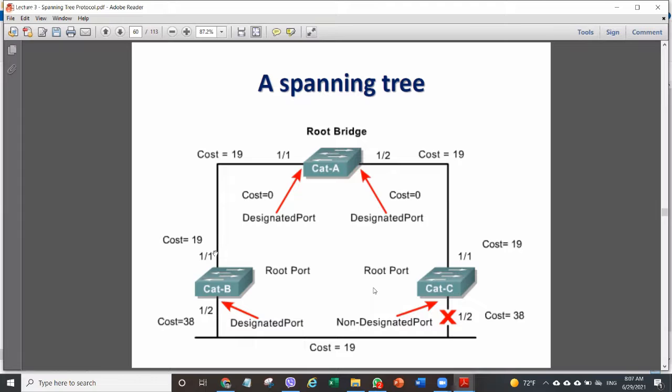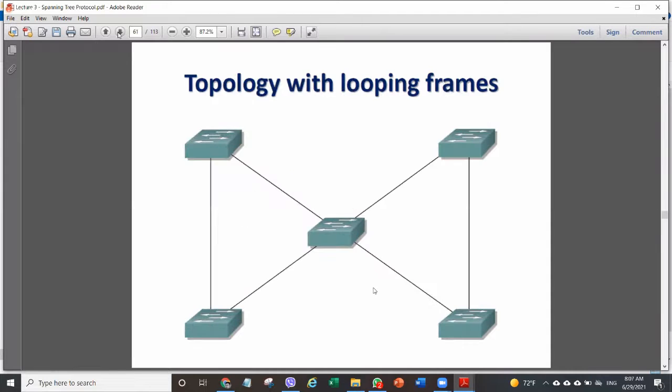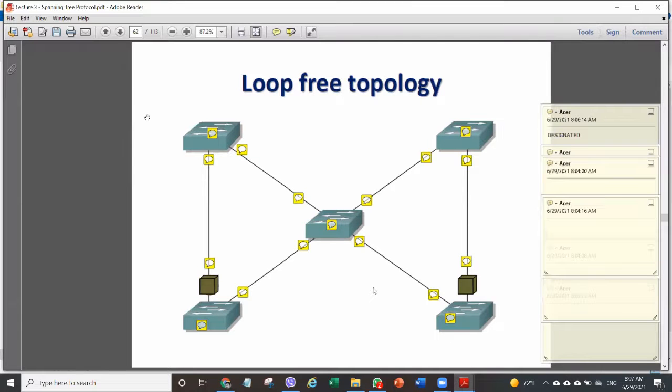The pathway to the root, those are in the non-root bridges, the designated bridges, not the root bridge. I would say the non-root bridge. So the root port is here. With that concept, we have the root port here.